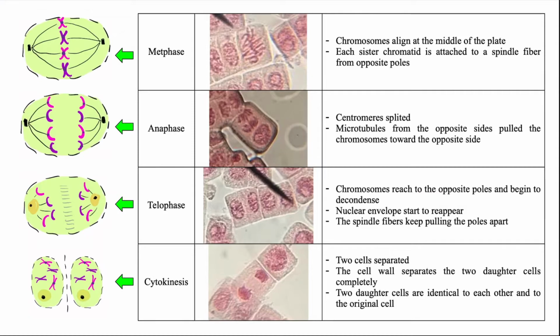So cytokinesis is not part of the mitosis. It will start at the end of telophase, and this is the part when the two cells separate from each other, which is when the cell wall separates the two daughter cells completely. And as a result, we know that mitosis produces identical daughter cells that look exactly the same as the original cell and each other.